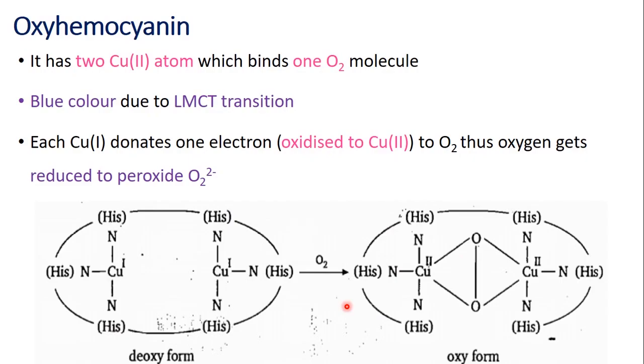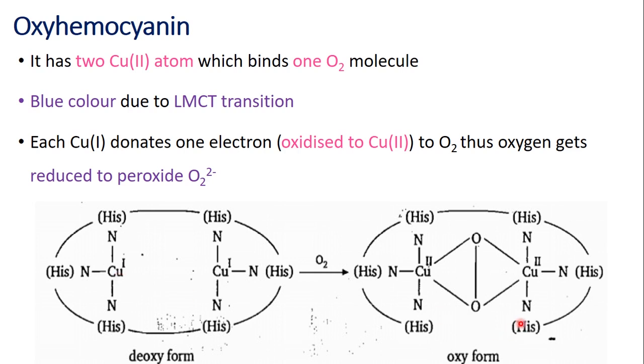Coming to oxyhemocyanin, it contains 2 copper, but they are in the +2 oxidation state. What happens is, this copper will donate 1 electron and this copper will donate 1 electron to the oxygen. That's why they get oxidized to copper 2+. And now our oxygen, which was initially in the 12 electron state, has gained 2 electrons and becomes peroxide, that is O2 2-. The molecular oxygen is getting reduced to peroxide.